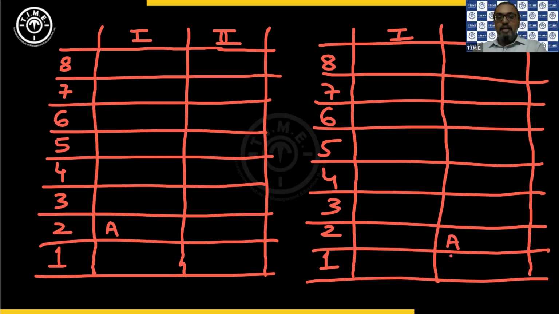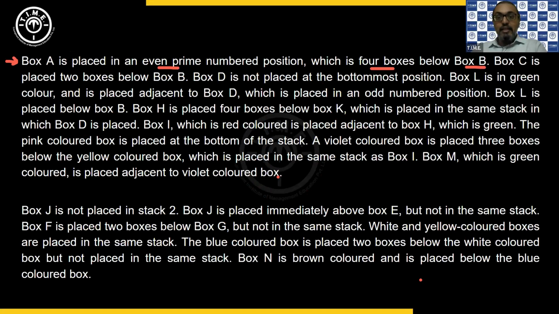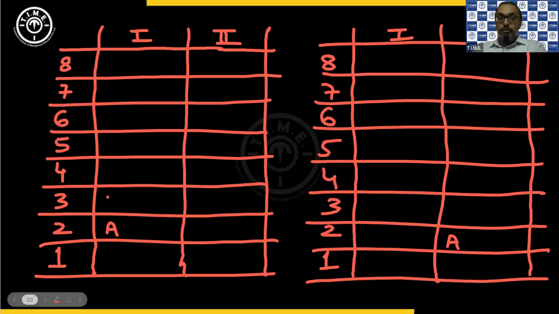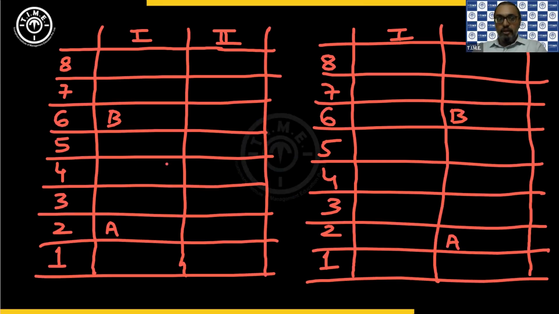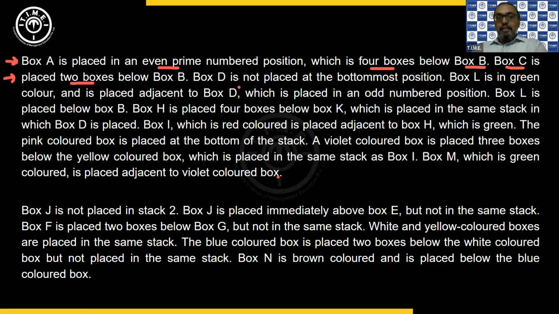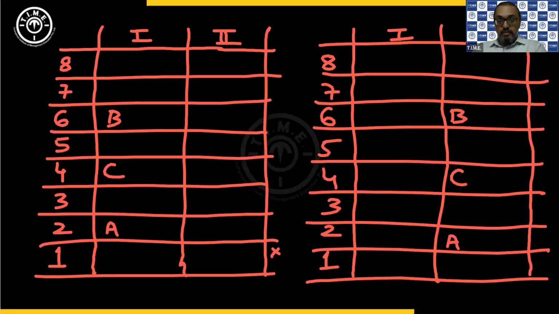And in the second possibility, I'll take stack 2 for A. And then he says 4 boxes below B. So leave a gap of 3 boxes. So B will be in the 6th position. And then he says box C is placed 2 boxes below B. Okay. So that means C will be exactly between A and B. Because see, he said above or below, it has to be in the same stack unless it is specified. Now he has not specified that they are in different stacks. So we take it in the same stack unless specified. Then box D is not placed in the bottommost position. Okay, in both cases, I can have D removed from the bottommost position.